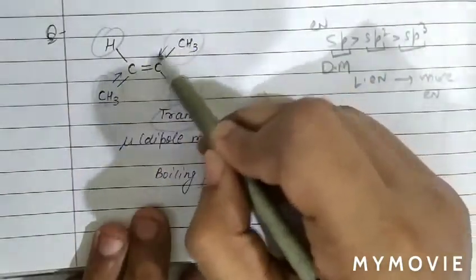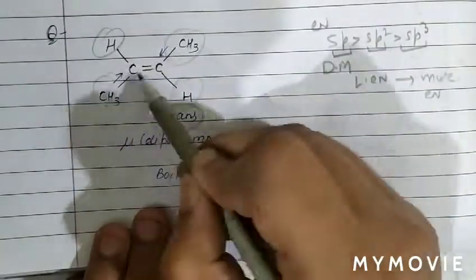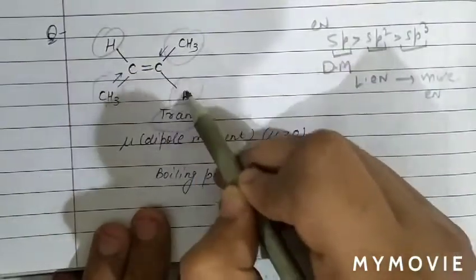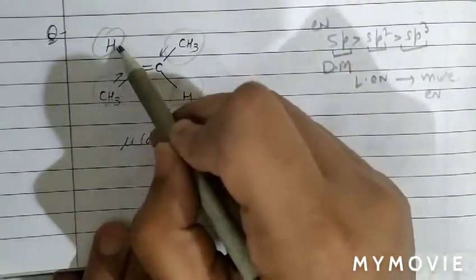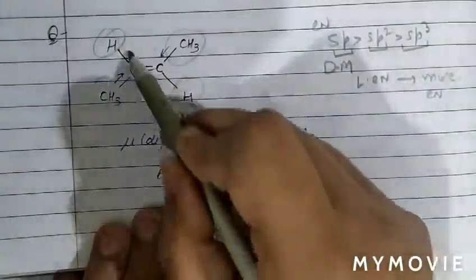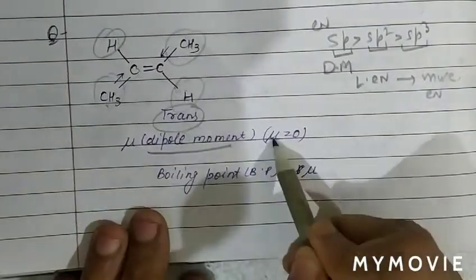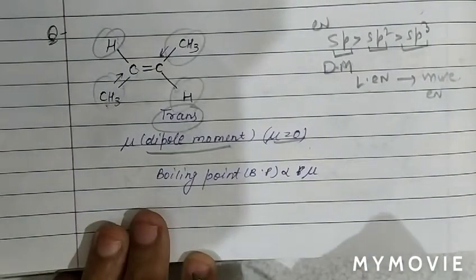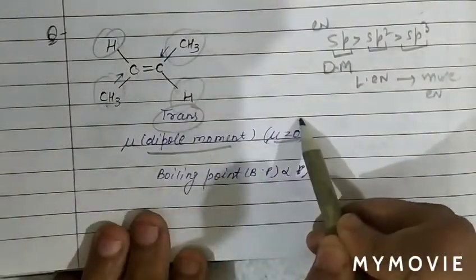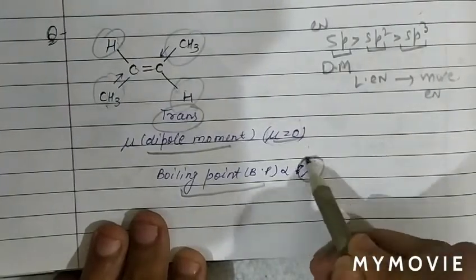Also, the vector direction is from less to more. As we can see, this pair and this pair are the same. So the vectors, equal in magnitude and opposite in direction, cancel out. This pair and this pair are also the same. The vector direction is from hydrogen to carbon, less electronegative to more. So these vectors also cancel out. So in this case, the net dipole moment is equal to 0. As the vector sum is 0, the dipole moment is 0. And we know the boiling point is directly proportional to dipole moment.